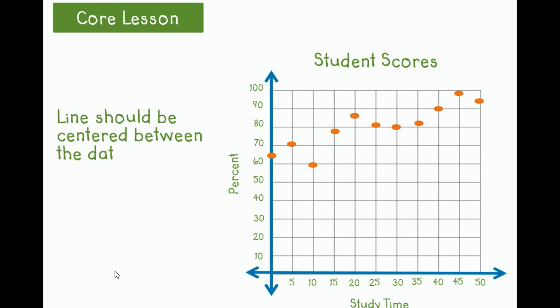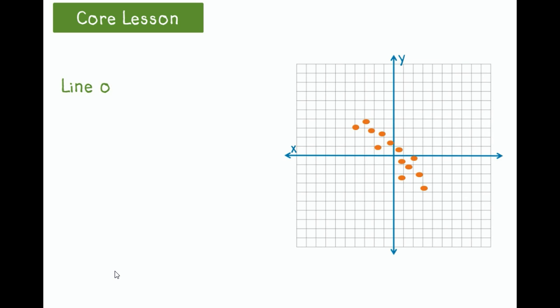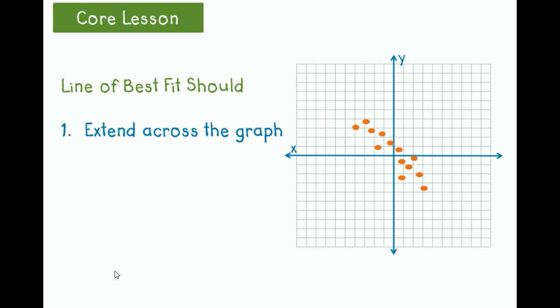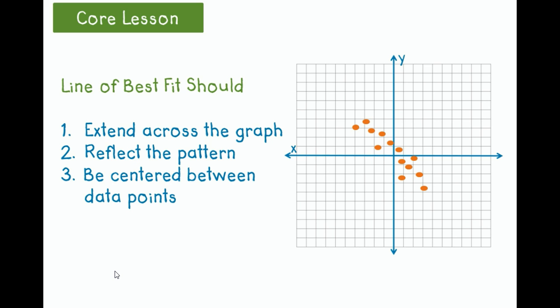A line of best fit should also be centered between the data points. This line of best fit is not bad, but I should have about as many data points above the line as below the line. This location of the line of best fit is just a little too low. It needs to be moved up. There, that's a better line of best fit. Let's review. A good line of best fit should extend across the graph, reflect the pattern, and be centered between the data points.